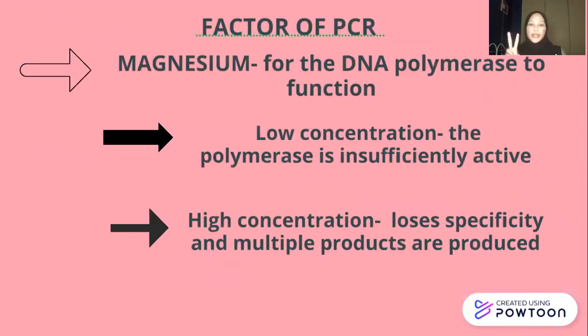Okay, there are 2 factors of PCR. First is magnesium. Magnesium is for the DNA polymerase to function. There are 2 concentrations of magnesium that can affect the PCR. First is the low concentration, where the polymerase is insufficiently active. But for the high concentration, the PCR loses specificity and multiple products are produced.